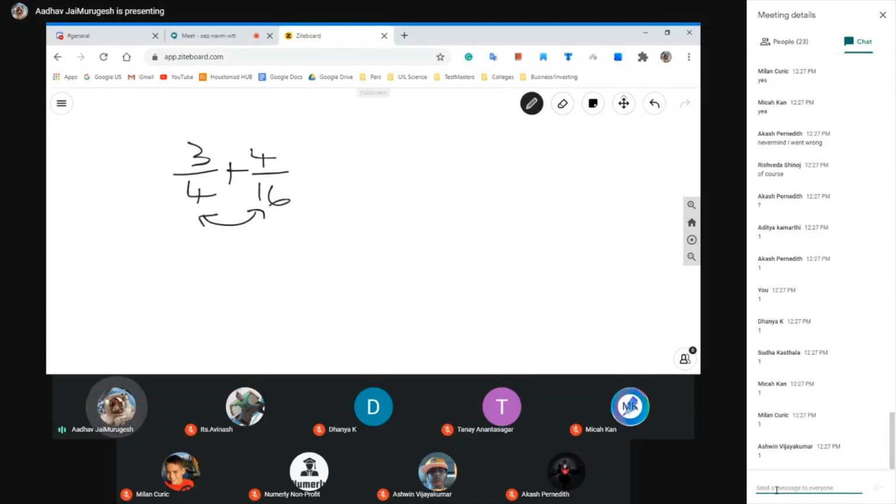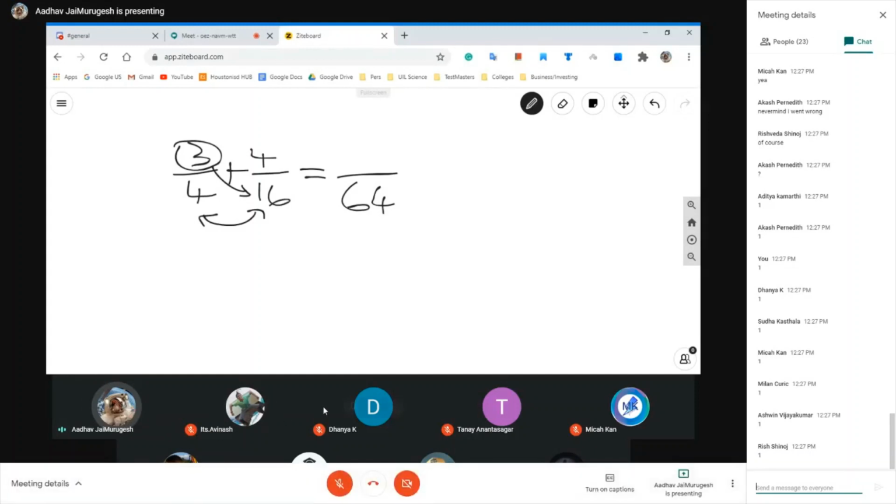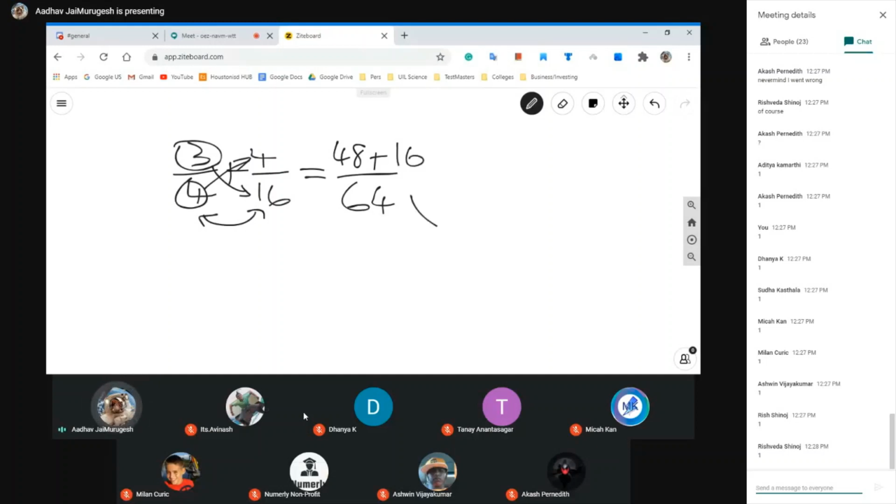First you're going to multiply 16 times 4, which gives an answer of 64. Then you take the numerator of the first number and multiply that by the denominator of the second number. It's going to give you 48. Then you take the denominator of the first number and multiply it by the numerator of the second number. It gives you 16. If you compute that, you will get 64/64, which is in turn 1.